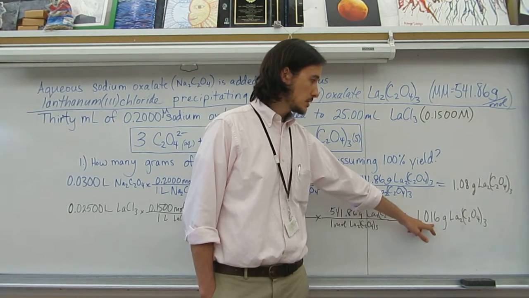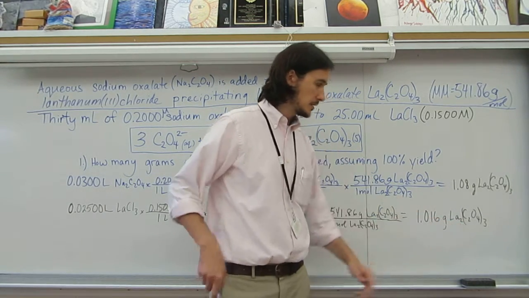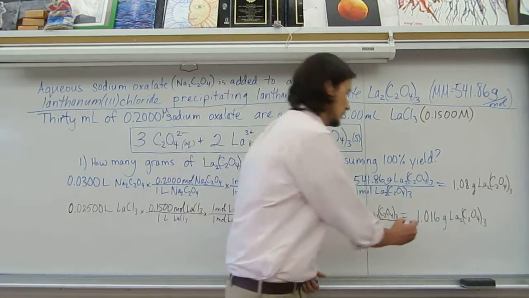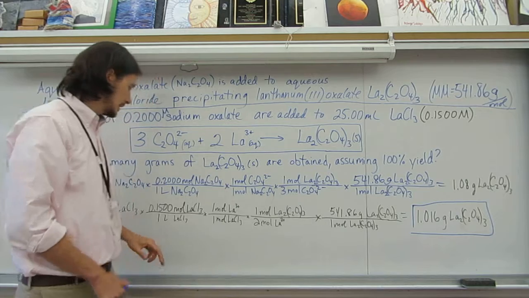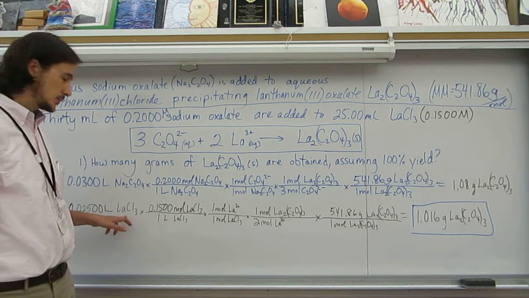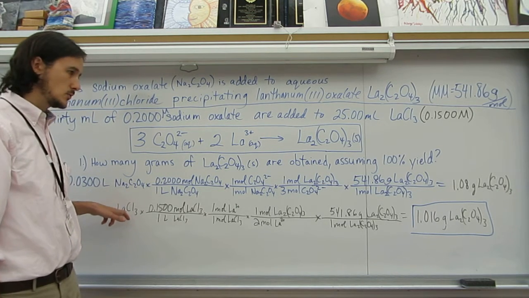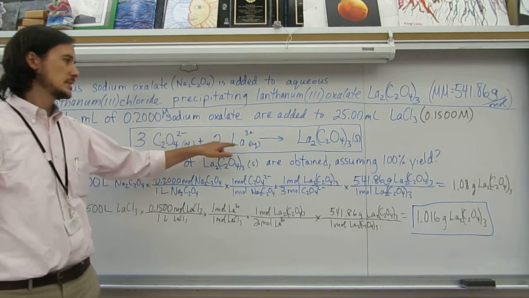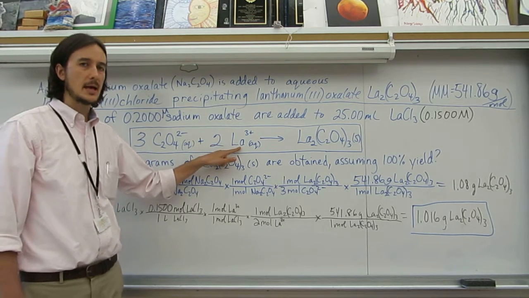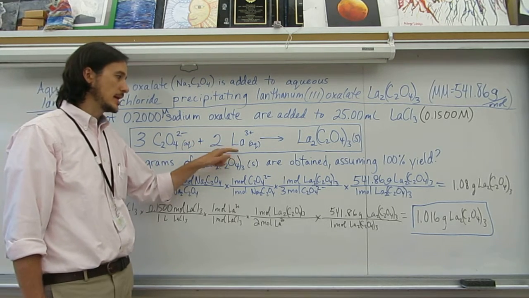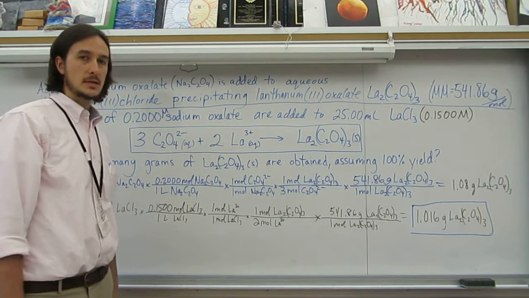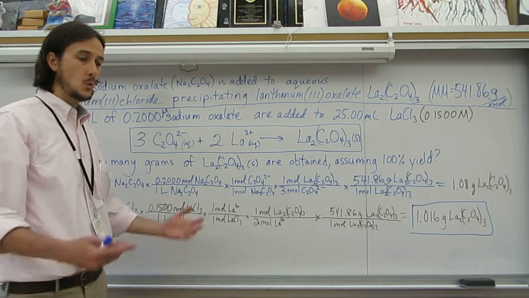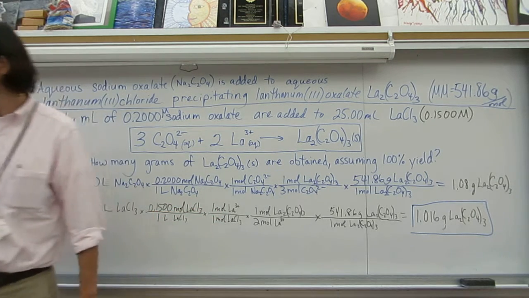So this is smaller. That means this is the amount of lanthanum(III) oxalate produced, making lanthanum(III) chloride your limiting reactant, more specifically lanthanum, because the chloride is not reacting. The chloride in this reaction is a spectator ion. Next, we'll look at a second question. What are the ions left in solution?